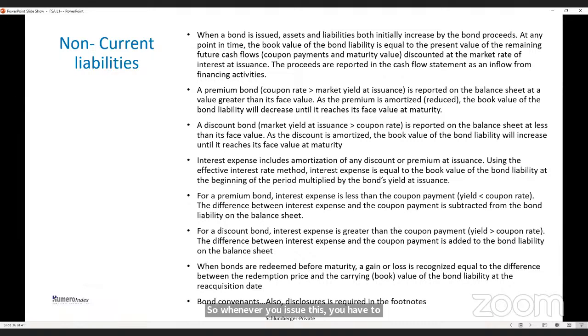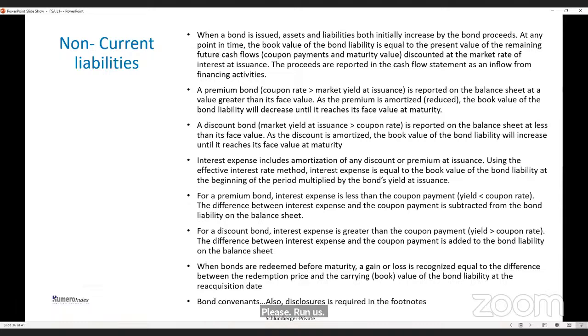Now, for a premium bond, interest expense is less than the coupon rate. The difference between the interest expense and the coupon rate is subtracted from the bond liability, so that we are going to be reducing it gradually until it gets to the face value. But for a discount bond, the interest expense is greater than the coupon rate, and the difference is added to the bond liability so that it can increase till it gets to the face value at maturity.